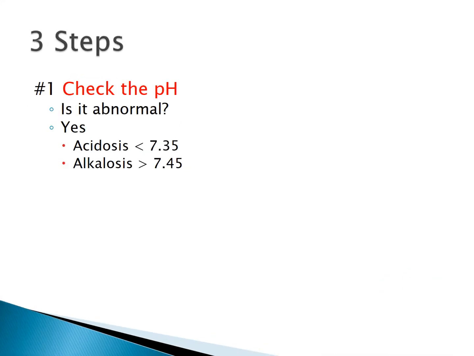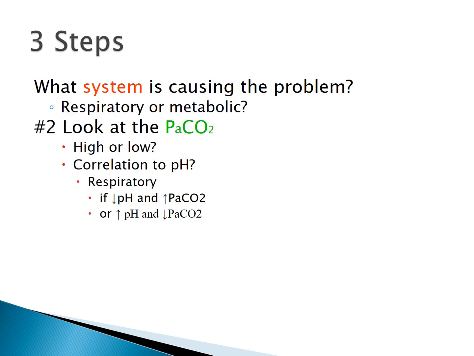Sorry, here's the slide right here. So the pH, if it's abnormal, again, acidotic is below 7.35, alkalotic is above 7.45. Which system is causing a problem, respiratory or metabolic? So you want to look at your PaCO2. Is it high or low?